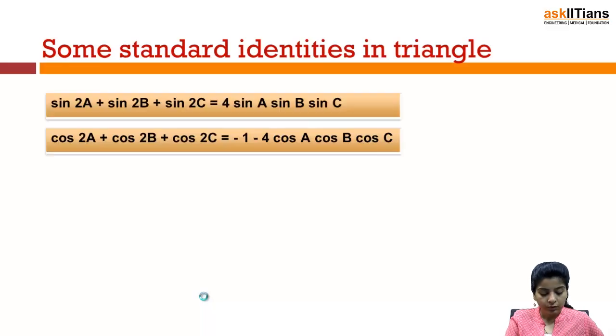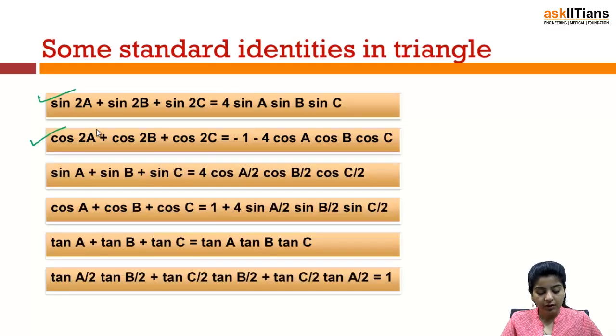So first of all, we have sin 2A plus sin 2B plus sin 2C is 4 sin A sin B sin C. Cos 2A plus cos 2B plus cos 2C is minus 1 minus 4 cos A cos B cos C. Then we have sin A plus sin B plus sin C is 4 cos A/2 cos B/2 cos C/2. Cos A plus cos B plus cos C is 1 plus 4 sin A/2 sin B/2 sin C/2.